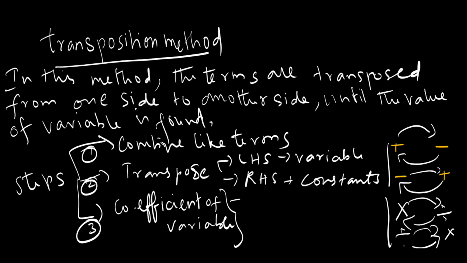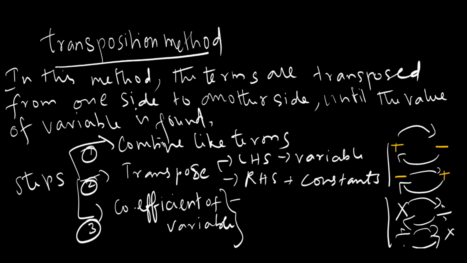Okay, what we are doing here, we are transposing the terms from one side to another. Okay, I'll say the steps now. First step, what we have to do, combine the like terms, make this equation as simple as possible. Second step, transpose, that is, variable on the left hand side and constant on the right hand side.